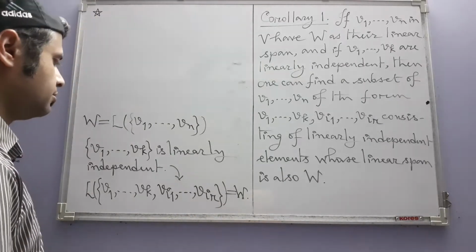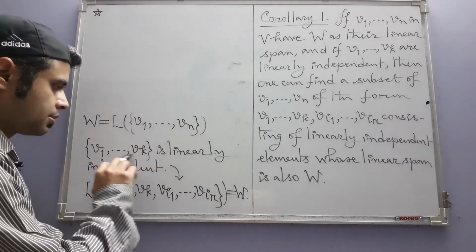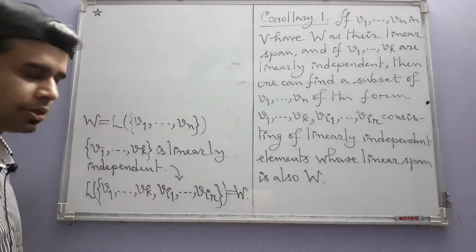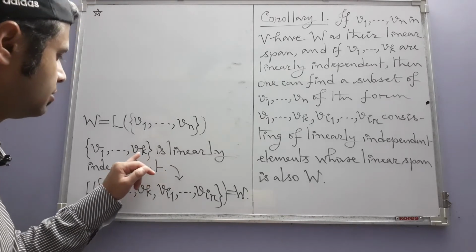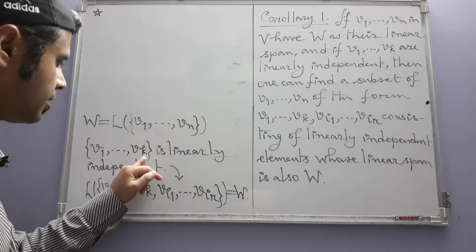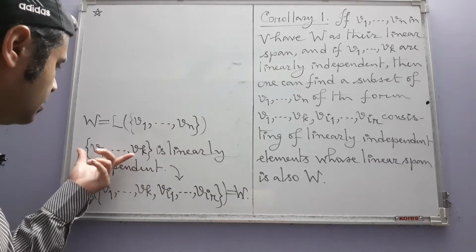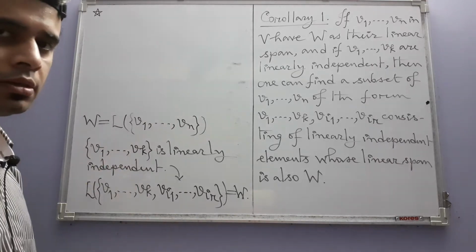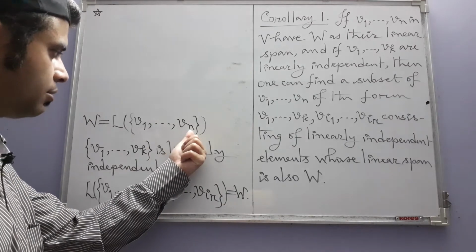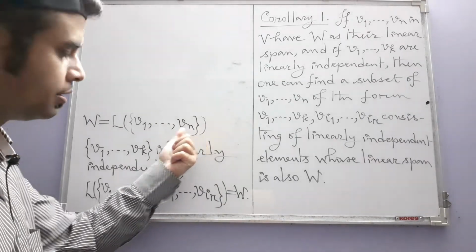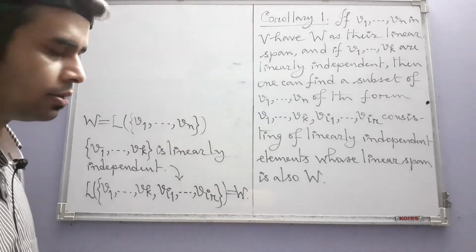Note one more thing here: this part of the hypothesis, which says that this set is linearly independent, can change. Here, k can be as small as 1, in which case we have only one vector that is linearly independent, or k can in fact be as large as n. In that case, the original set itself is linearly independent.